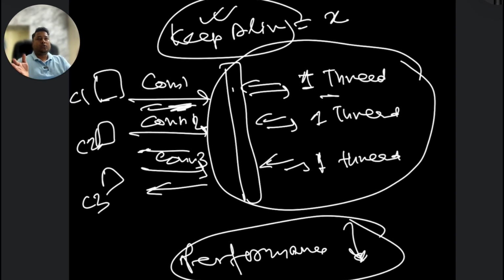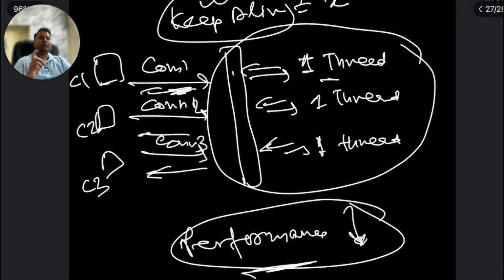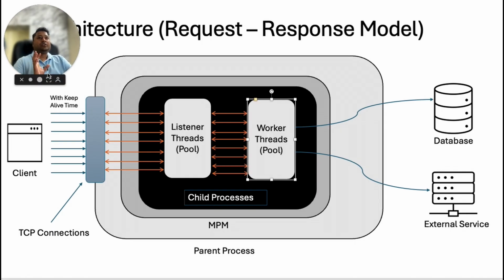And in order to reduce the overhead of TCP connection opening and closing, you have keep alive. The use of keep alive is that you don't drop the TCP connection until the keep alive time is over, and during that time the client can send a request and the Apache Web Server can fulfill that request. So that's the internal design of your Apache Web Server, and that's how it works.